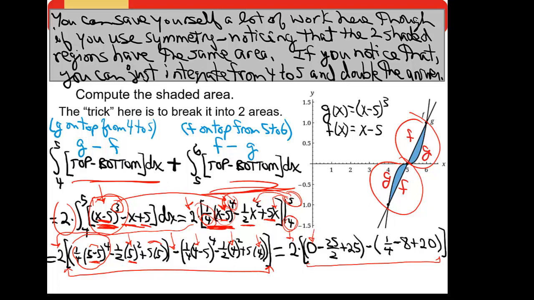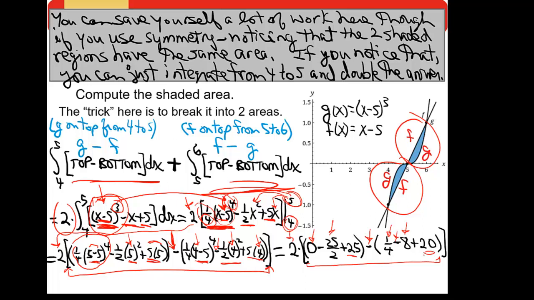5 squared is 25 times a half is 25 halves, and 5 times 5 is 25. So that takes us to this minus sign right here. And now here we've got 4 minus 5. Well, 4 minus 5 is negative 1. Negative 1 to the 4th power is just 1, so you just get 1 times a 4th, so you just get a 4th. That's not bad. In this term, 4 squared is 16. Half of 16 is 8, so there's an 8, but remember there's a minus sign here. And finally, 5 times 4 is 20.